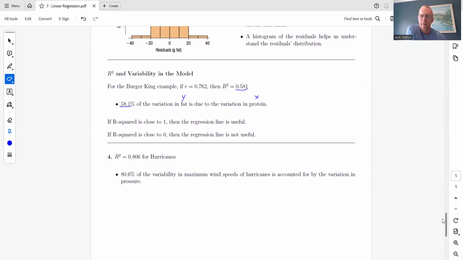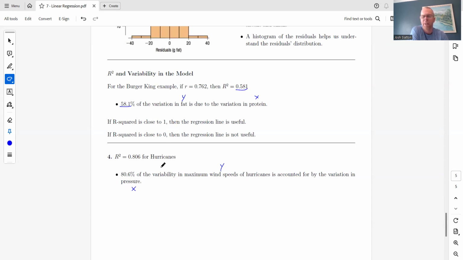So that's very high. That's a lot higher than the Burger King example. And again, if we're giving an interpretation, 80.6% of the variability in maximum wind speed, which was the Y, is accounted for by the variation in central pressure, which was the X. So we're always stating the variability of Y is due to the variation of X. And you could put the X first and say that in this case, the variation in pressure is accounting for 80.6% of the variation in Y.